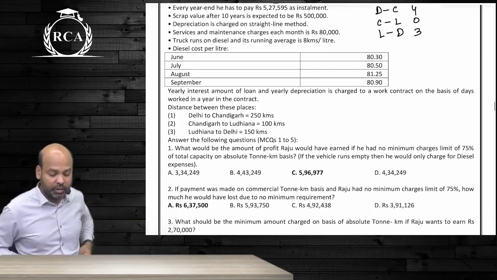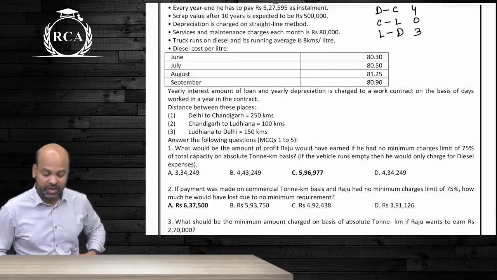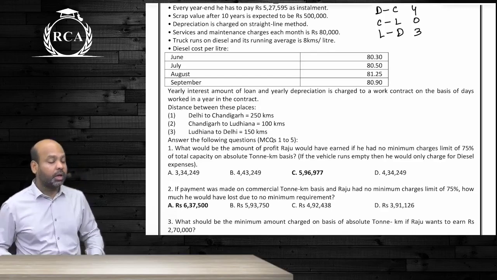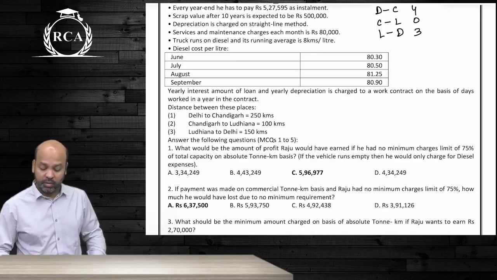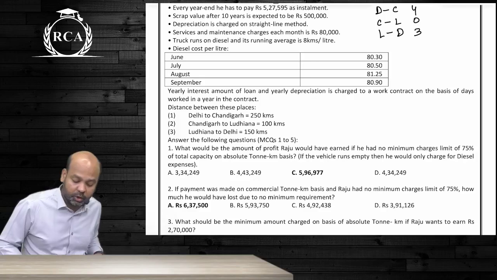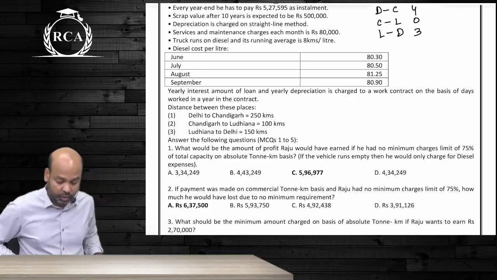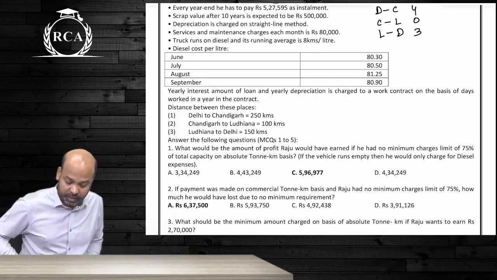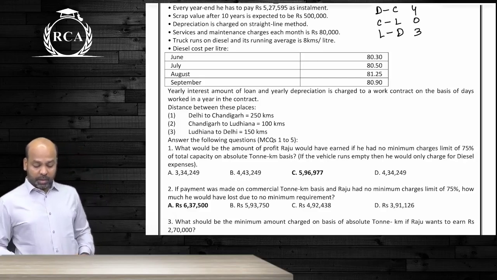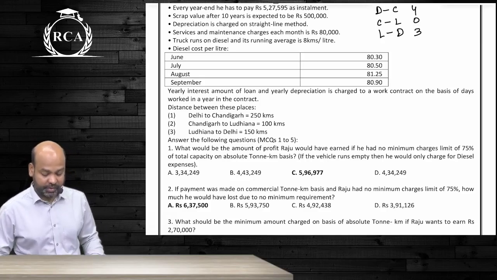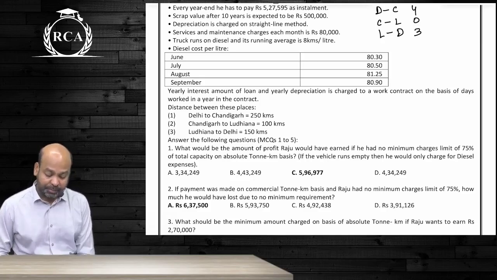Yearly interest amount of loan and yearly depreciation is charged to work contract on the basis of the days worked in a year in the contract. Same thing बेटा जो भी मैं तुमको बोल रहा था. We will have to compute it proportionately and charge it here. Delhi to Chandigarh is 250 kilometers. Chandigarh to Ludhiana is 100 kilometers guys, and then Ludhiana to Delhi beta is 150 kilometers. What would be the amount of profit Raju would have earned if he had no minimum charge limit of 75% on total capacity on absolute ton kilometers?